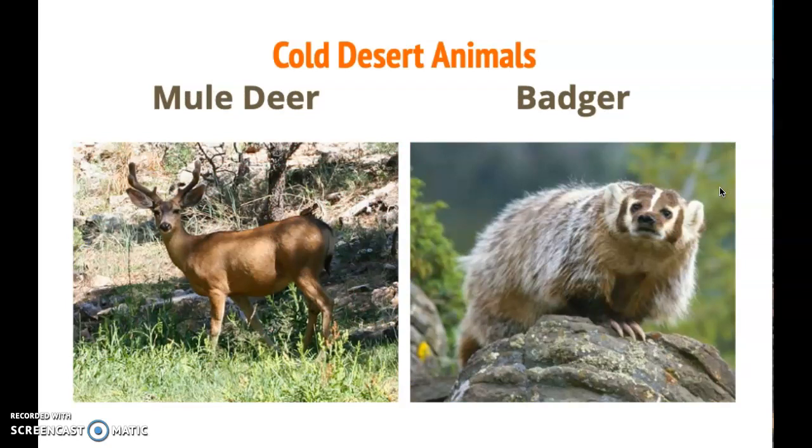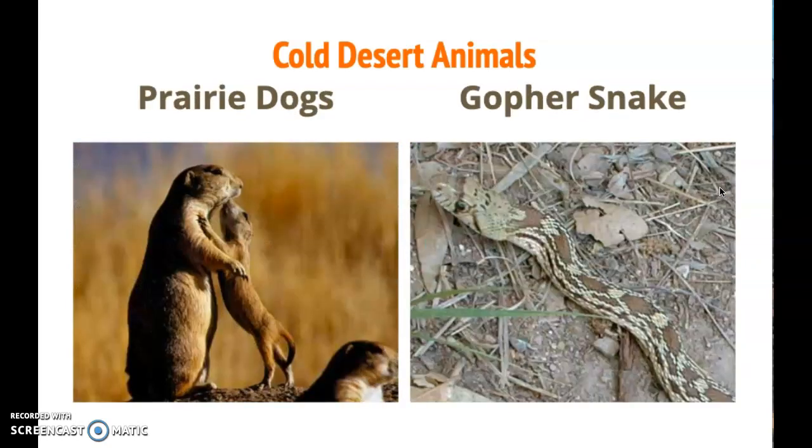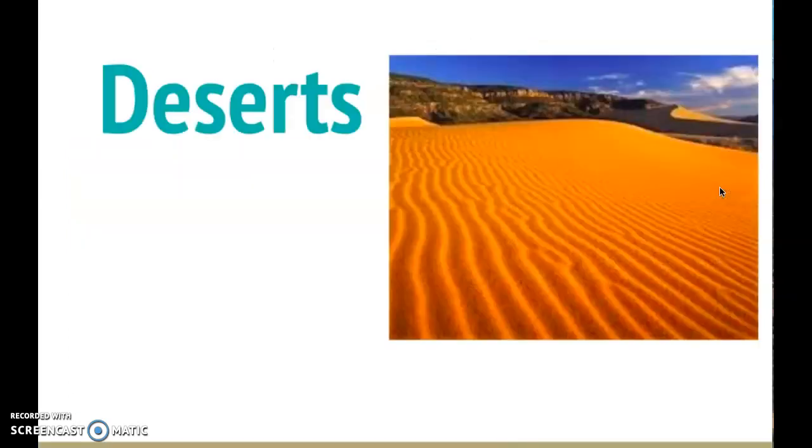Other cold desert animals include mule deer, the badger, prairie dogs, which are also endangered, like the desert tortoise, gopher snakes. Alright, so that's just a few of them.